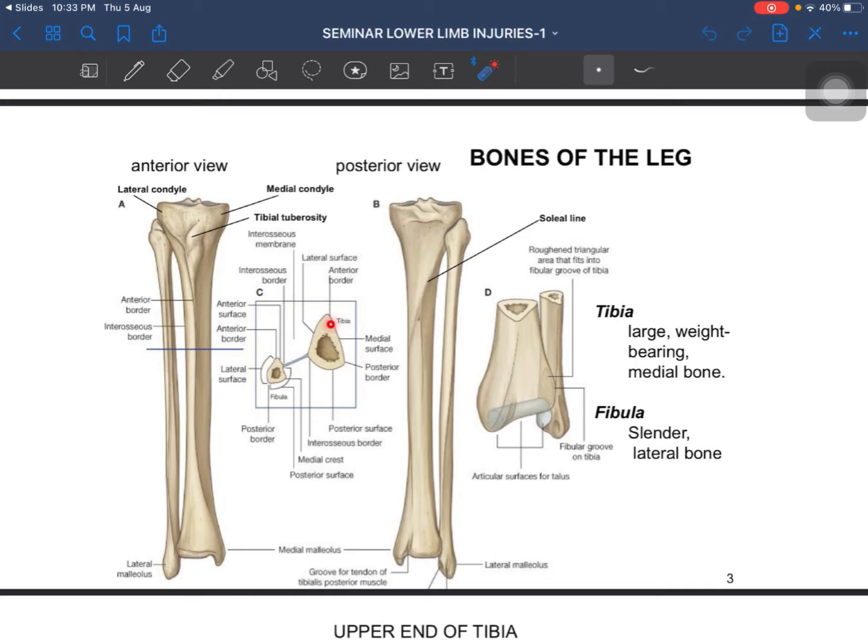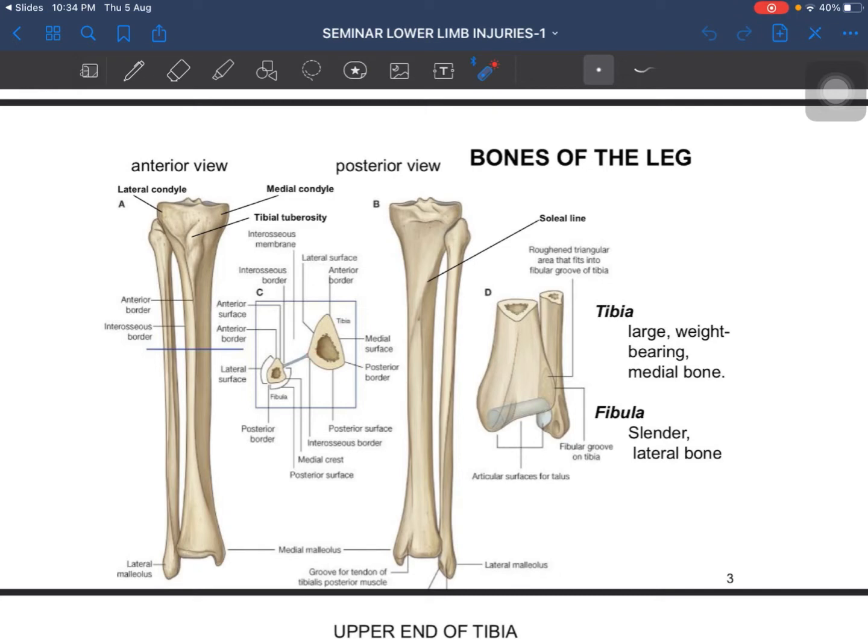The tibia has the medial surface, posterior surface, and also lateral surface. Between the medial surface and the lateral surface, it has the anterior border. Between the medial surface and the posterior surface, it has the posterior border. Between the posterior surface and the lateral surface, it has the interosseous border.